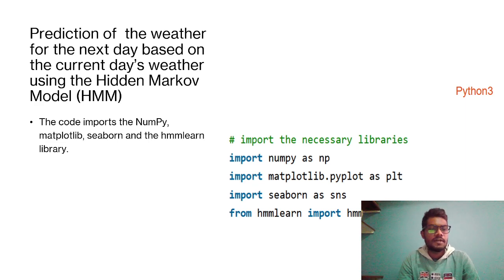Prediction of the weather for the next day based on the current day's weather using the Hidden Markov model. The code imports the NumPy, Matplotlib, Seaborn, and hmmlearn libraries. Firstly, we are going to import the necessary libraries. Import numpy as np and import matplotlib.pyplot as plt. Import seaborn as sns, and finally from hmmlearn import hmm.